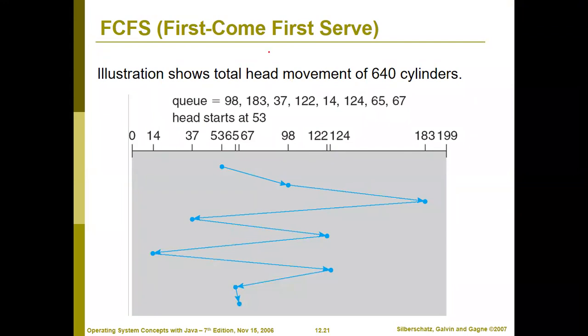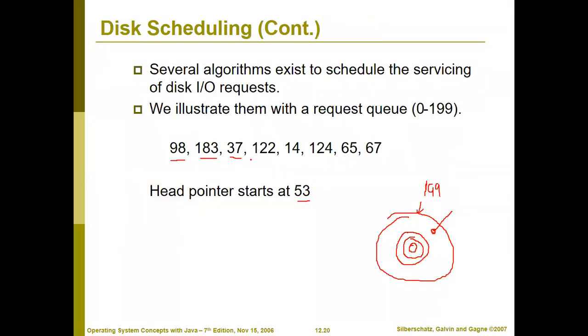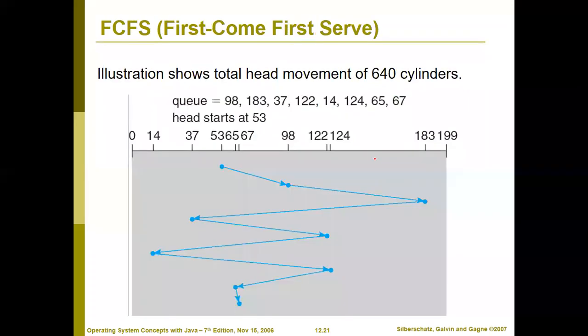The first algorithm is the first come first serve method. So the queue is 98, 183, 37. This is a general queue we are taking for all the questions. This is the question. Now you need to draw a number line starting with 0 and ending at 199. 0 to 199, you are just drawing.